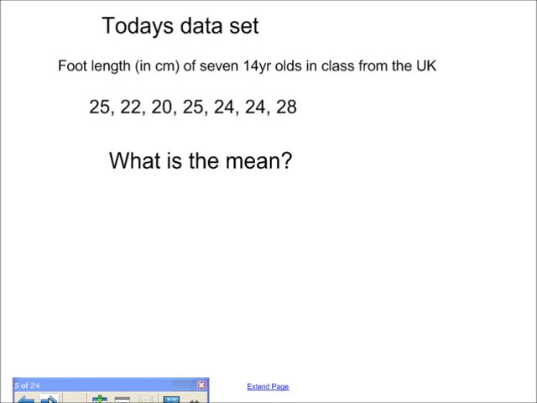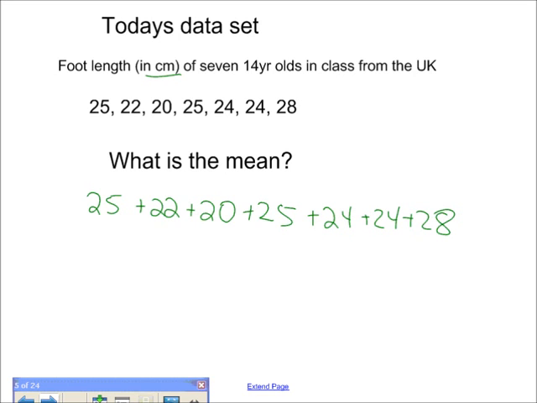All right, so we have the foot length in centimeters of 7 14-year-olds in a class in the United Kingdom. Someone sat down, and there's a class with only 7 kids in it, and they measured the length of their foot in centimeters. They had them stand on the ruler, and they looked. So how do we find the mean? Well, we're going to go 25 plus 22 plus 20 plus 25, plus 24, plus 24, plus 28, and then we're going to divide that whole big number by 7.